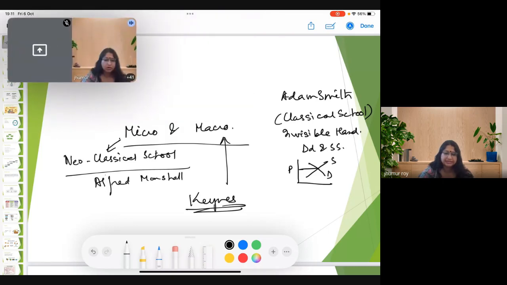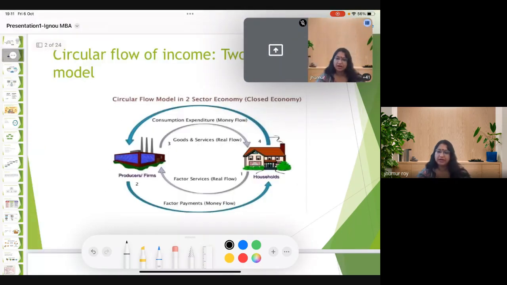Now, in this context, the first thing which came out is the circular flow of money. Okay, so in the circular flow of money, we talk about the two-sector model. Okay, so we are talking about the two-sector model of an economy. Now, why have we said that this is a closed economy? We call this a closed economy because here you are not trading with other countries. You are not having government interference. Nothing. You are functioning on your own.